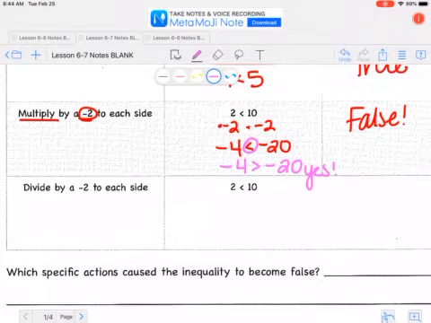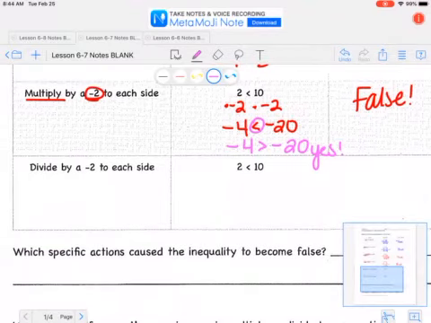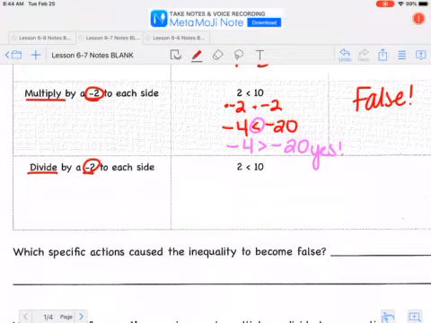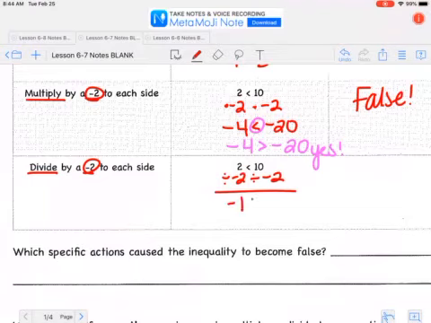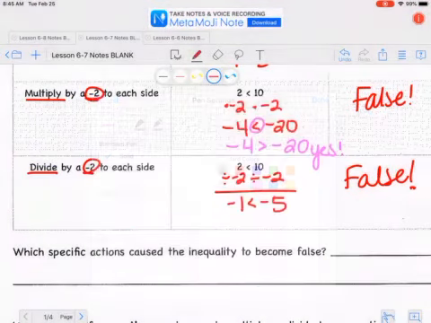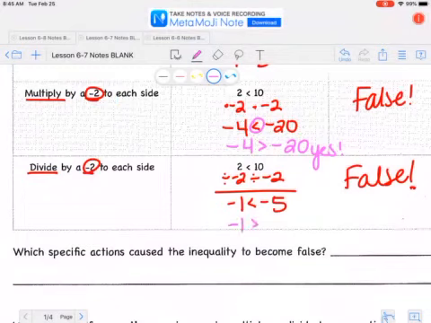Yes. Okay. So the next one here, again, we are going to divide by a negative 2 to both sides. So divide by a negative 2. And I'll get negative 1 is less than negative 5. This is also false. Okay. But if we're looking at it further, how could we make it true? Well, we could make it true if we flipped our sign, and then it would work.